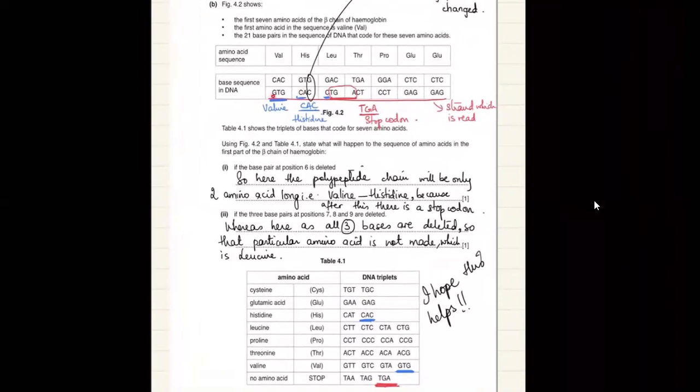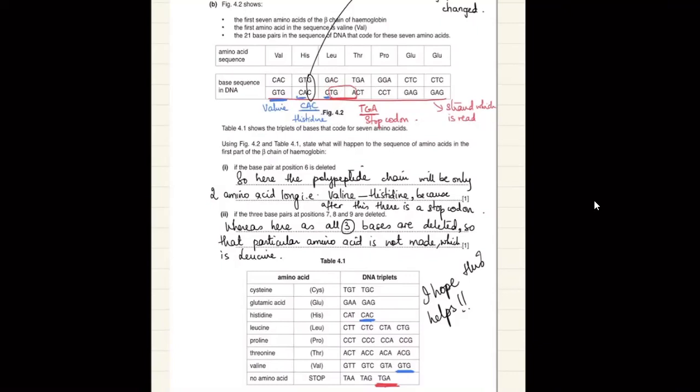7 को देख लेते हैं. 1, 2, 3, 4, 5, 6, 7. अच्छा, I am deleting this base pair. 7, 8, 9. तो इसका मतलब हुआ कि ये पोजीशन 7 है, ये 8 है, ये 9 है. So this means I'm deleting the entire triplet of bases. So if I delete CTG, they are asking what will happen.